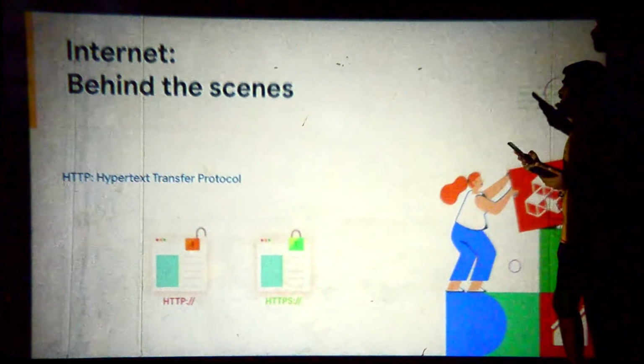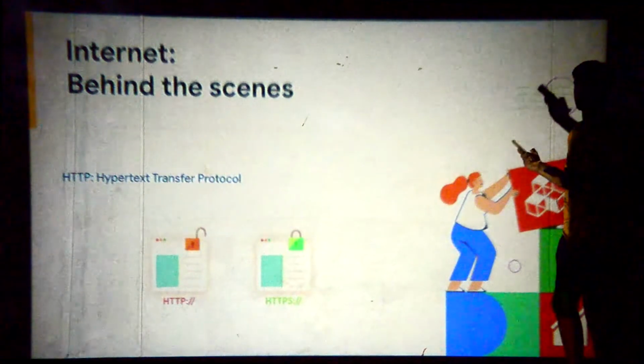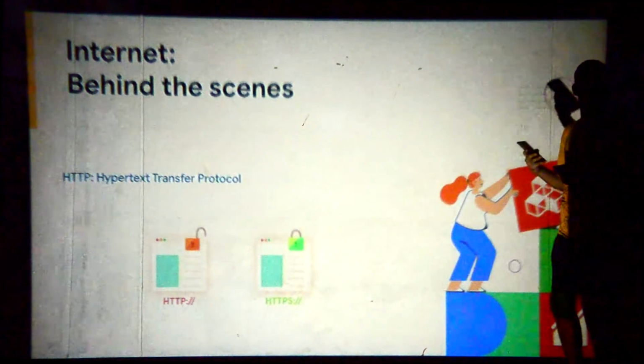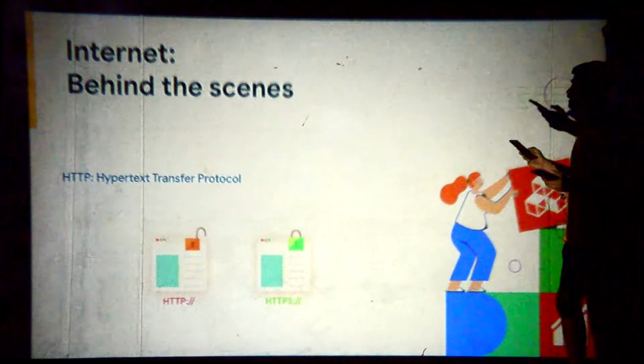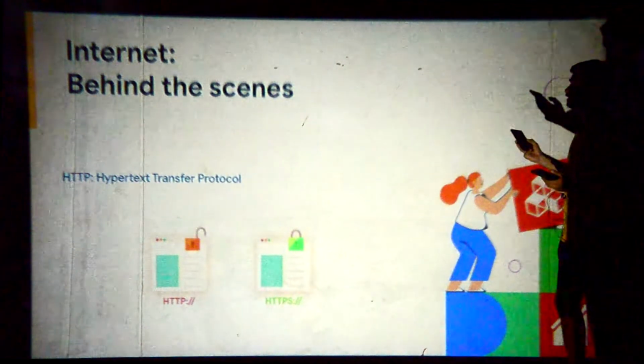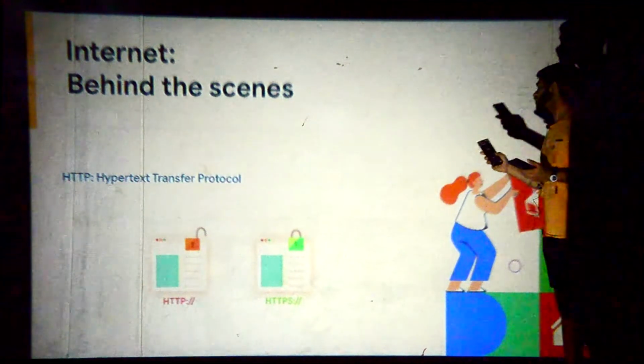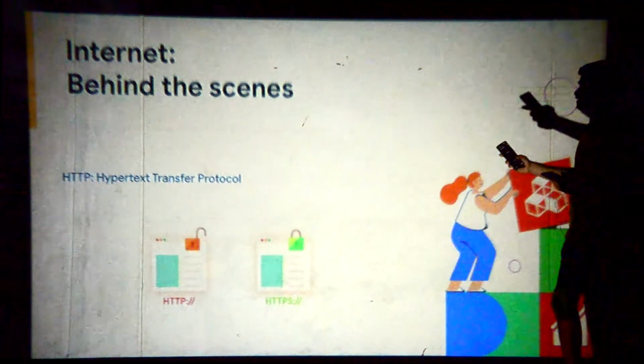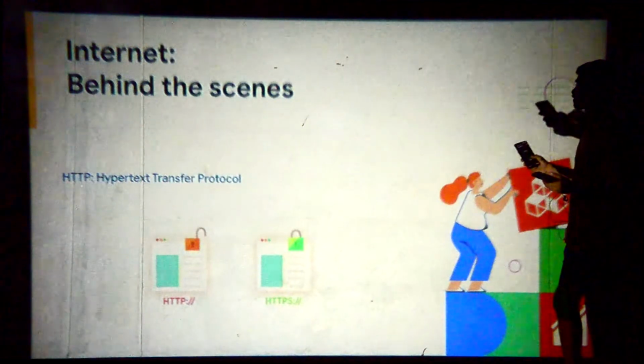So, the internet. All of you know, you type in google.com, you search on your favorite search engine, and you get whatever you want, right? But have you ever wondered what happens behind the scenes? Well, let's take a look into that. When you type in google.com, it automatically redirects you to https://google.com.